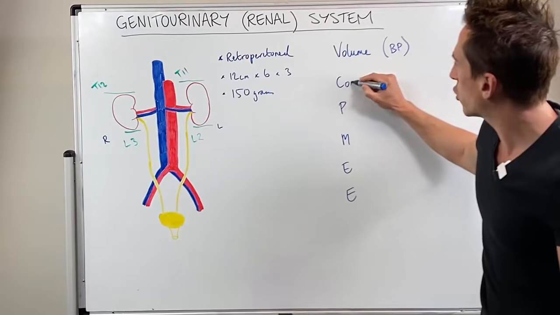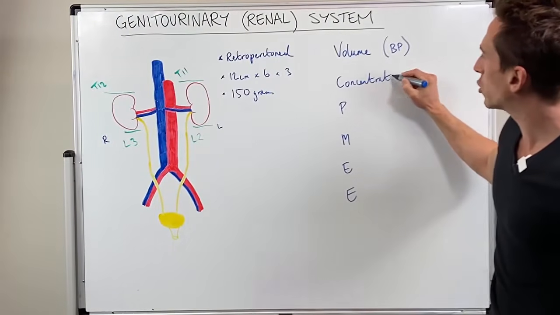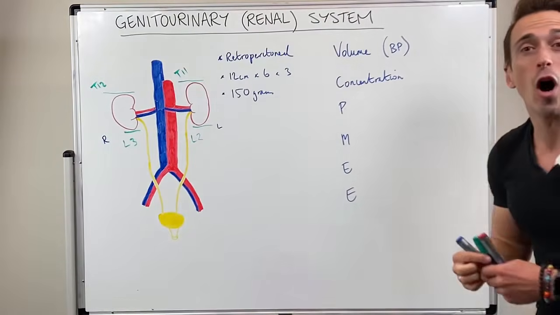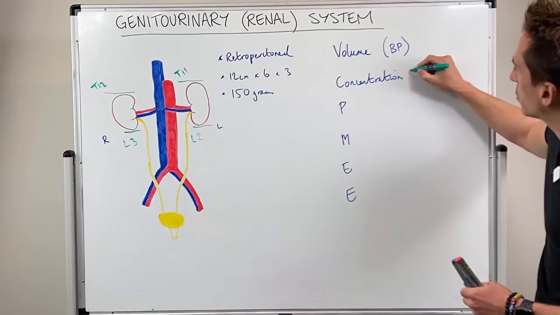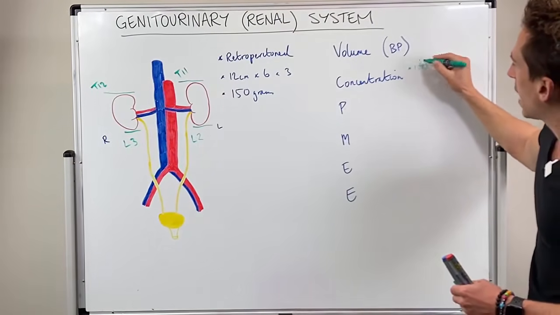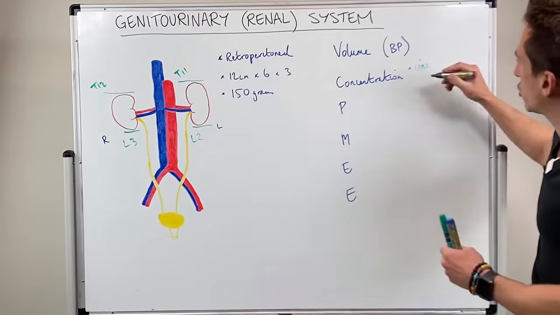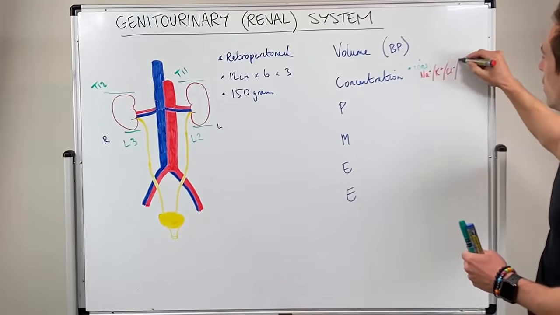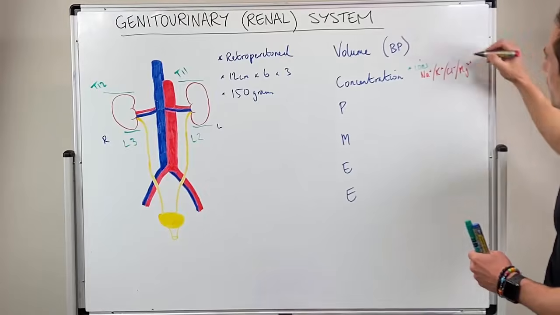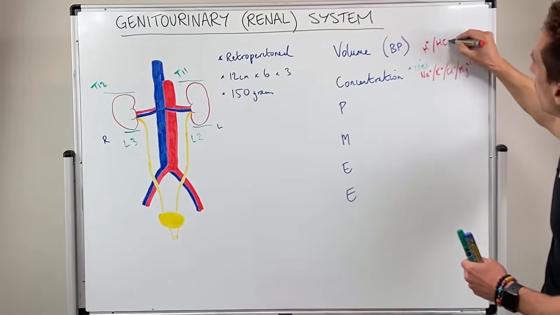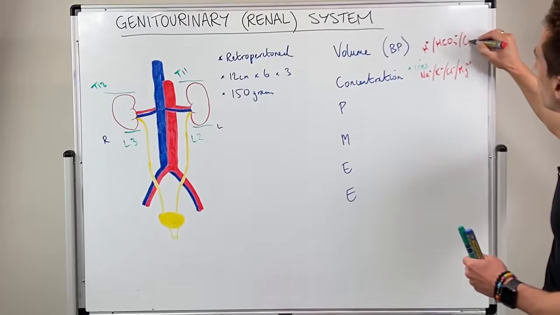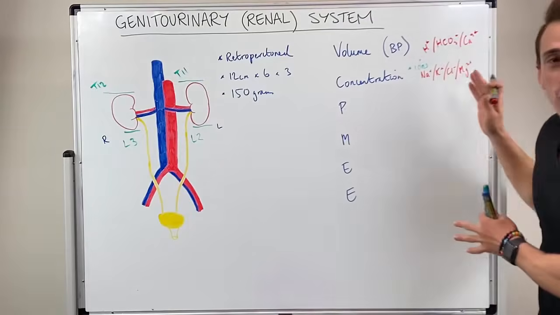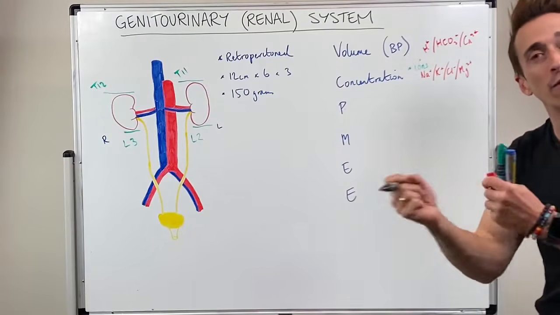What's the C? The C is concentration. So it maintains the concentration of things within our blood. Most importantly, the concentration of ions. Remember, ions are charged atoms or elements. And examples of ions include things like sodium, potassium, chloride, magnesium, hydrogen, bicarbonate, calcium. There's so many important ions. And again, the kidneys can regulate the concentration of these ions in our blood. Too many, pee out, not enough, hold on to it.